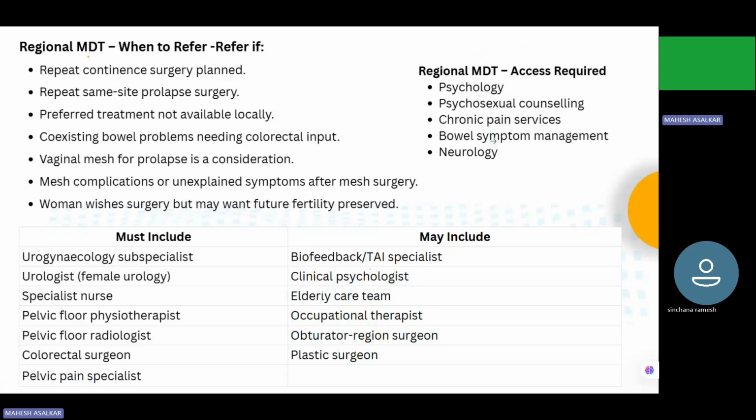Okay. Then regional MDT access, these regional MDTs should have additional access to psychology, psychosexual counseling, chronic pain services, bowel symptoms management, and neurology. Because there are multiple factors which are associated with these kind of symptoms. The patient's quality of life is getting affected, especially for patients who are coming to the MDT. So they need to have access to psychology, psychosexual counseling, especially when you are answering in part 3, you need to involve these people.